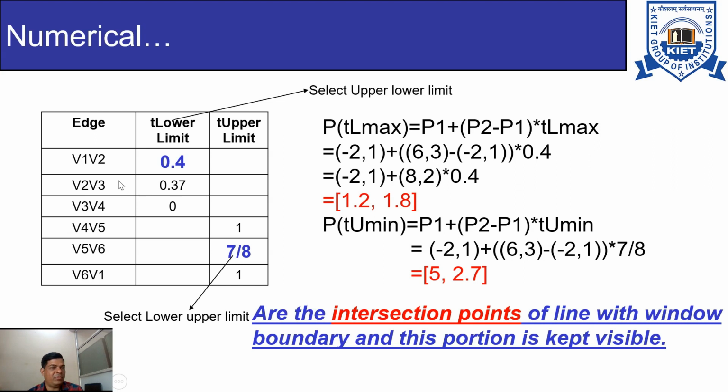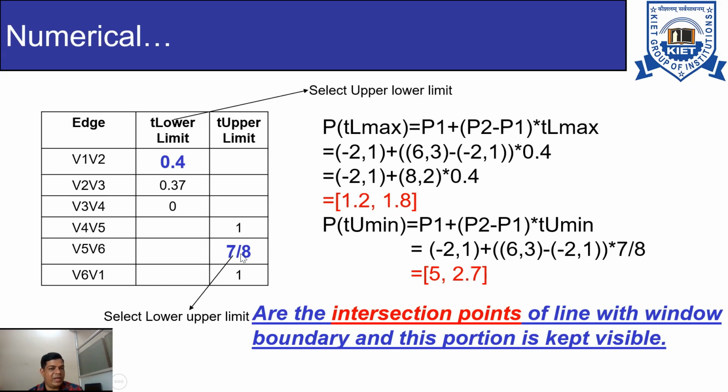In a similar way, we can take the other edges like V3, V4, V4, V5, V5, V6 and V6, V1. Either we get a lower limit or an upper limit. From the lower limits we take the highest value, and from the upper limits we take the lowest value. Here you can see that the highest lower limit is 0.4 and the lowest upper limit is 7 upon 8.